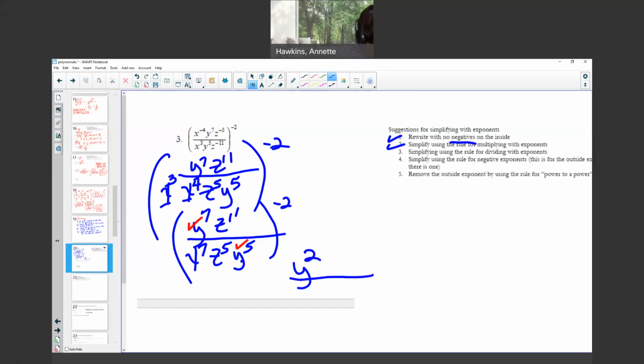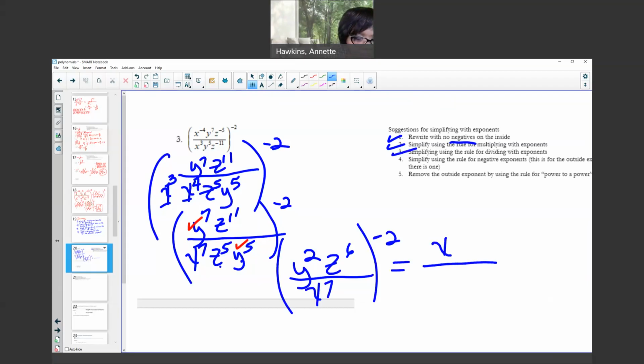All right, let's go to z. Z to the 11th over z to the 5th. 11 is higher than 5. 11 minus 5 is 6 in the numerator. And x to the 7th stays here. So we got that. Now, I have a negative exponent on the outside. So that means reciprocal. So this becomes x to the 7th, y squared, z to the 6th, and the exponent is positive. And now I remove the outside exponent by using the power to a power rule.